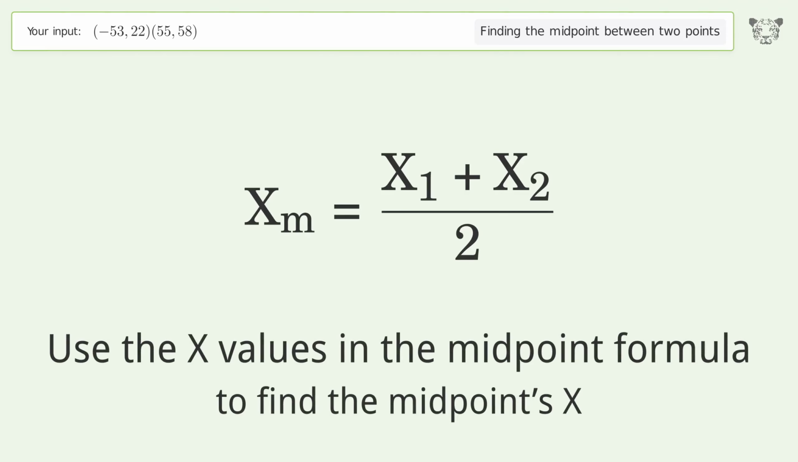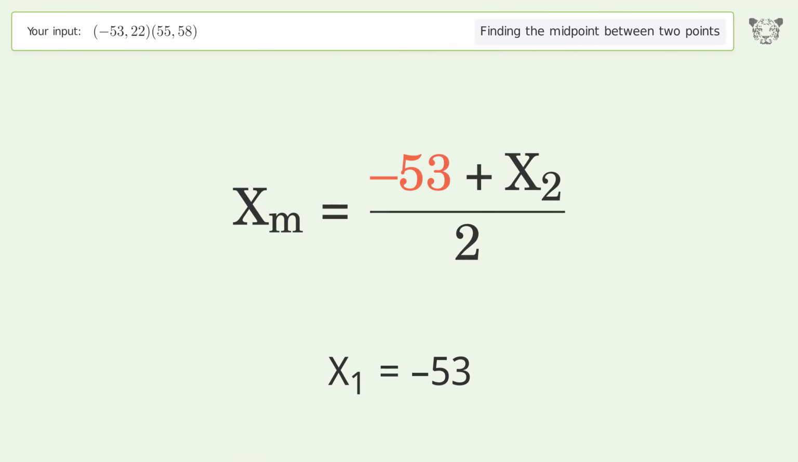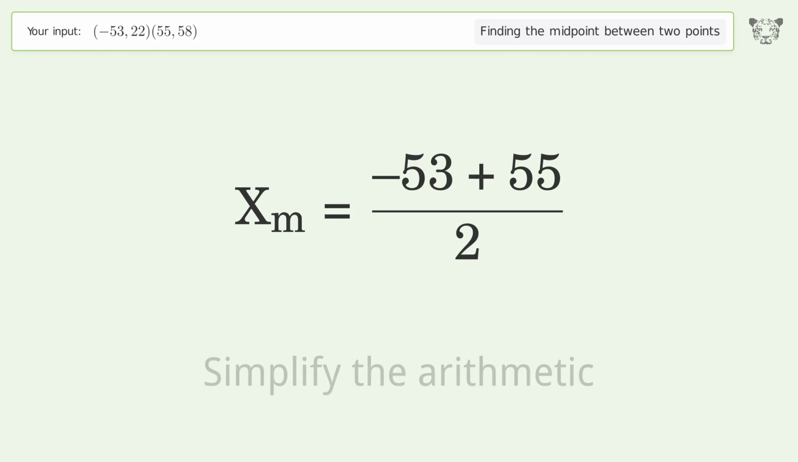Use the x values in the midpoint formula to find the midpoint's x. x1 equals -53. x2 equals 55. Simplify the arithmetic.